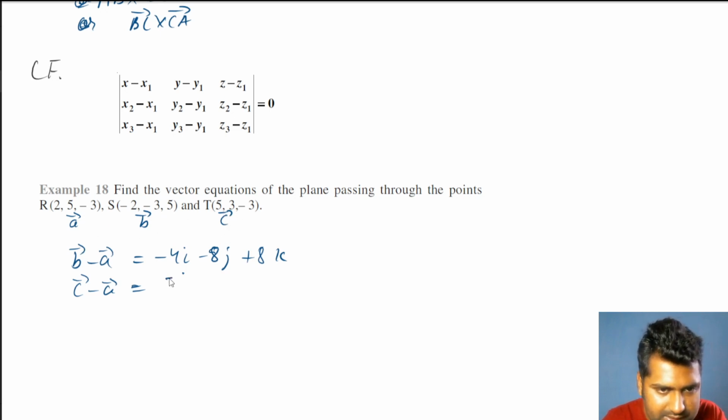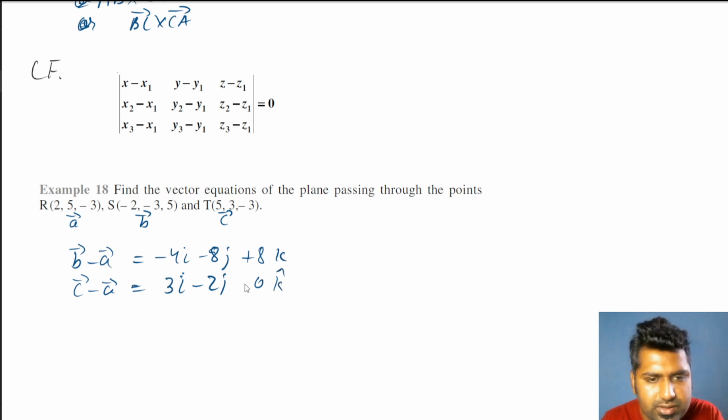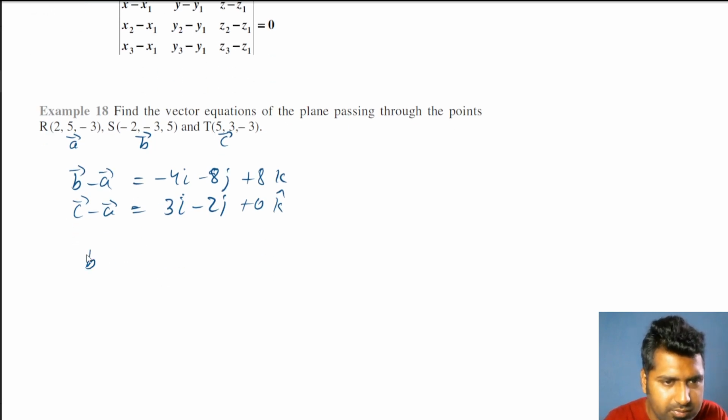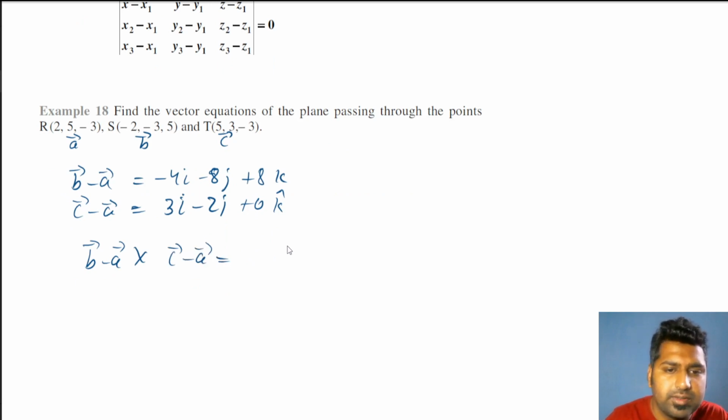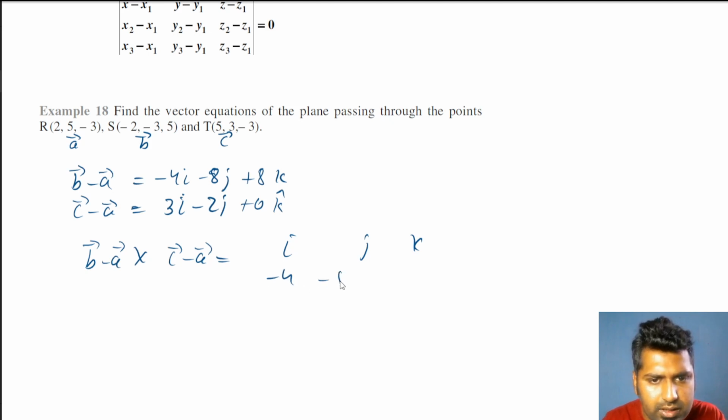All right, let's do C minus A. So 5 minus 2 is 3i. 3 minus 5 is minus 2j. And minus 3 minus 3, that becomes 0. So one good thing is we got 0. All right. Now let's calculate the cross product first. B minus A cross C minus A. Basically I, J, K. Your B minus A vector components first. So minus 4, minus 8, 8. Then 3, 2, 0. Determinant of it.